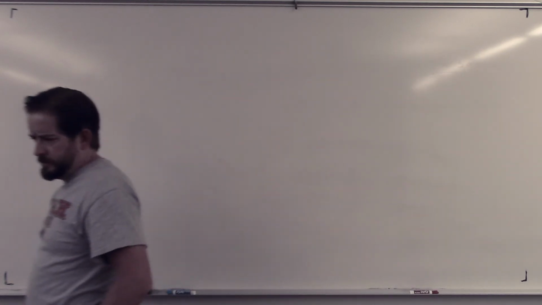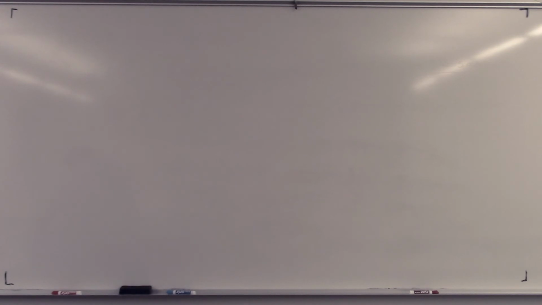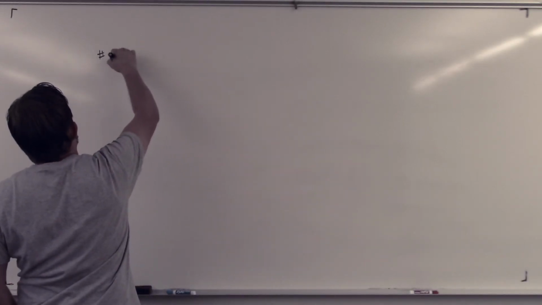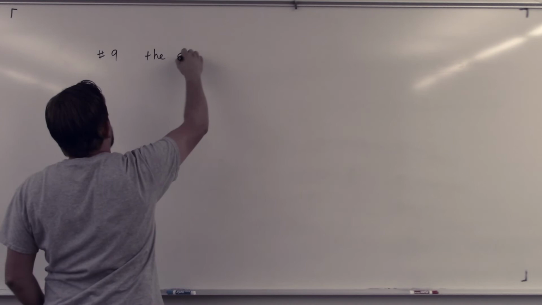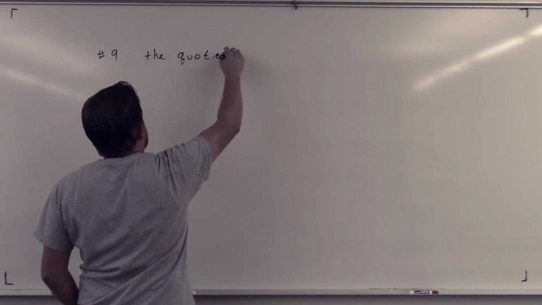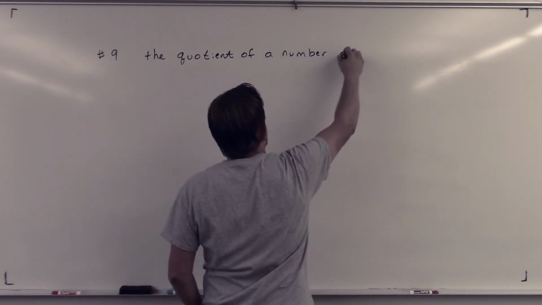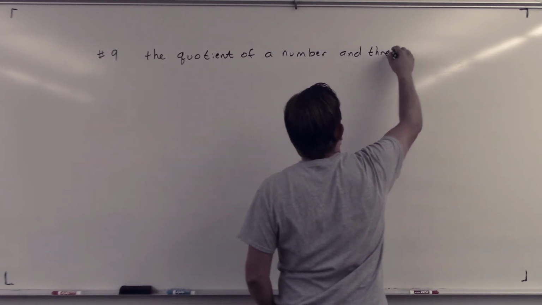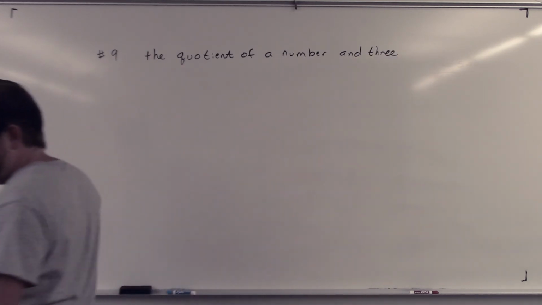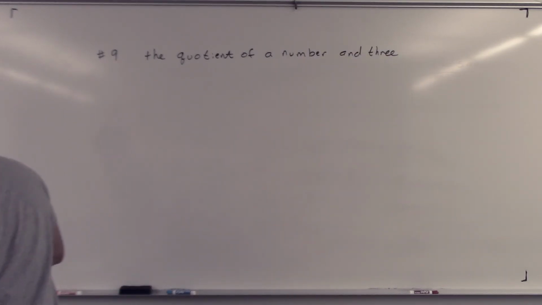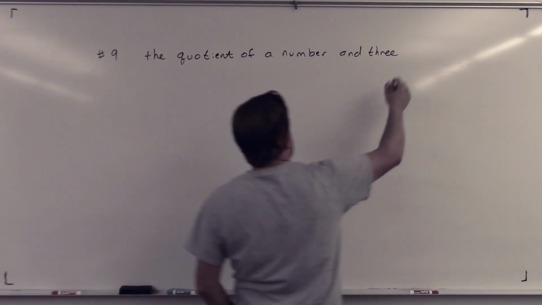All right, that was number 7. I was also asked about 9. Let's take a look at 9. It says the quotient of a number in 3 is added to 2, resulting in 8.